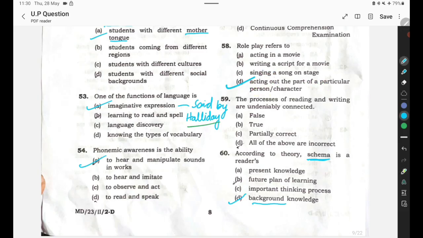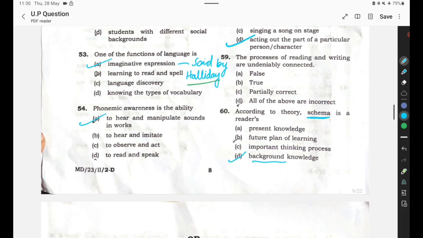Like a real example, for example, the teacher is explaining the topic Romeo and Juliet. To understand this chapter, they ask students that one of you act as Romeo, one of you act as Juliet. So it is easy for students to understand this chapter through role play. 59. The processes of reading and writing are undeniably connected. This is also easy. The answer here is true, because reading and writing are connected. You cannot deny it; they are undeniably connected.